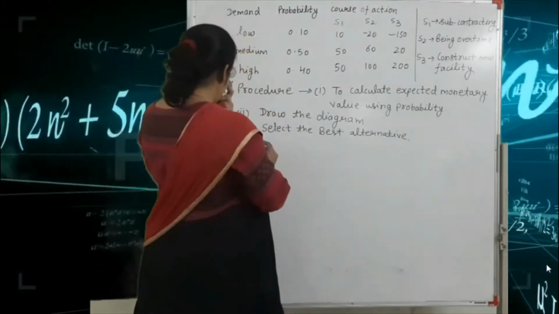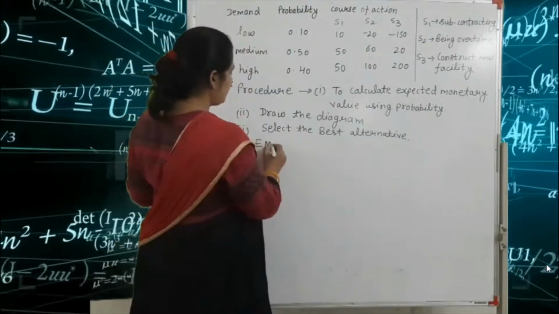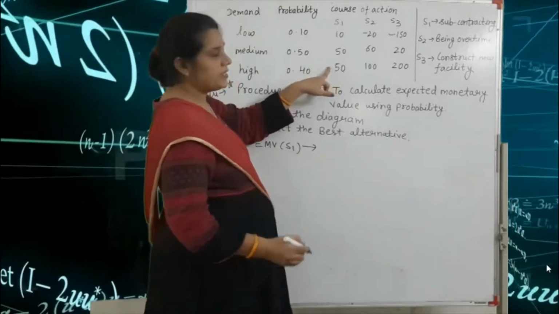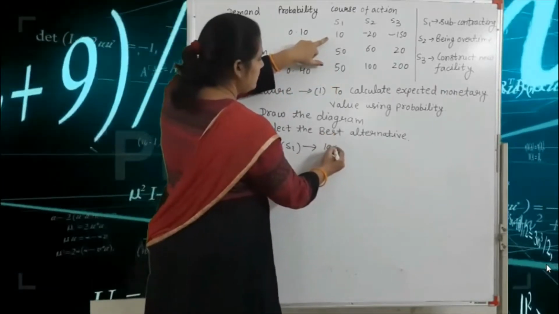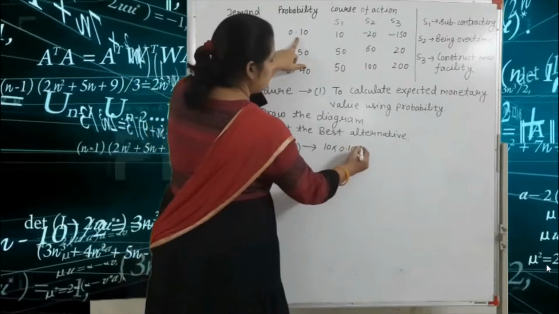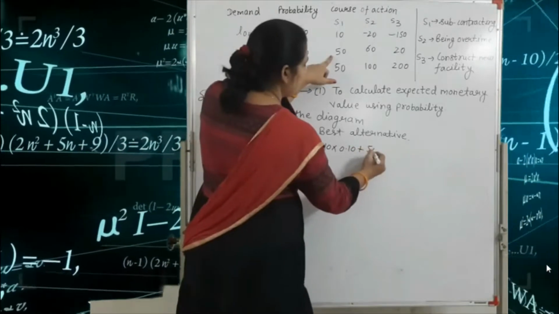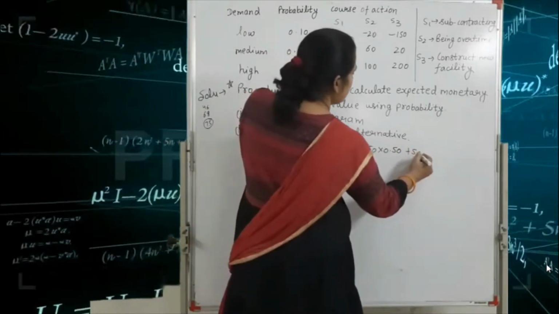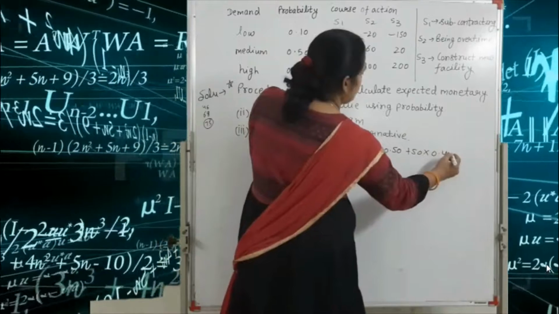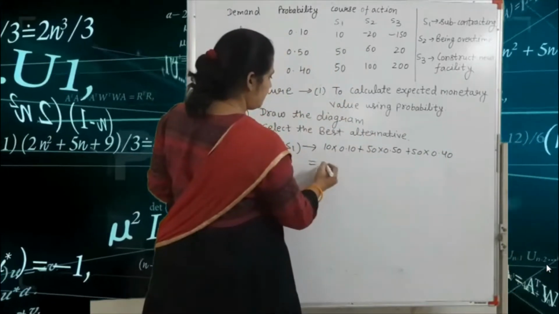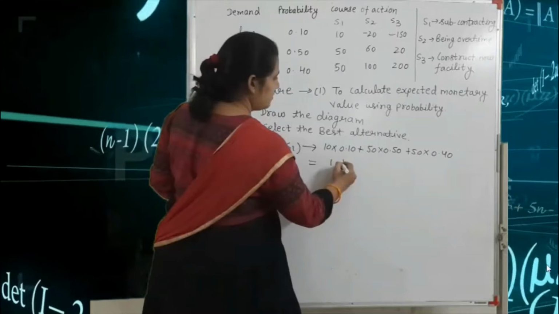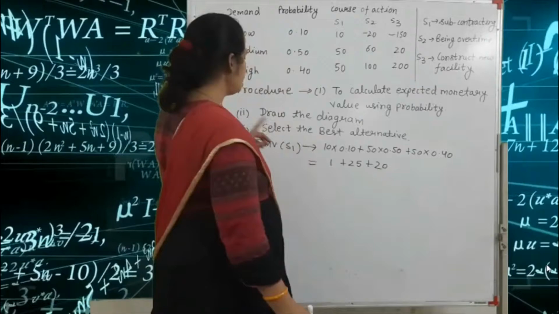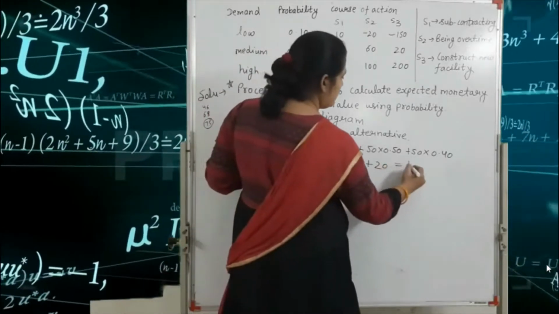First we find the expected monetary value for S1. This is the column of S1. So we write 10 into 0.10 plus 50 into 0.50 plus 50 into 0.40. We get 1 plus 25 plus 20, so the total value is 46.